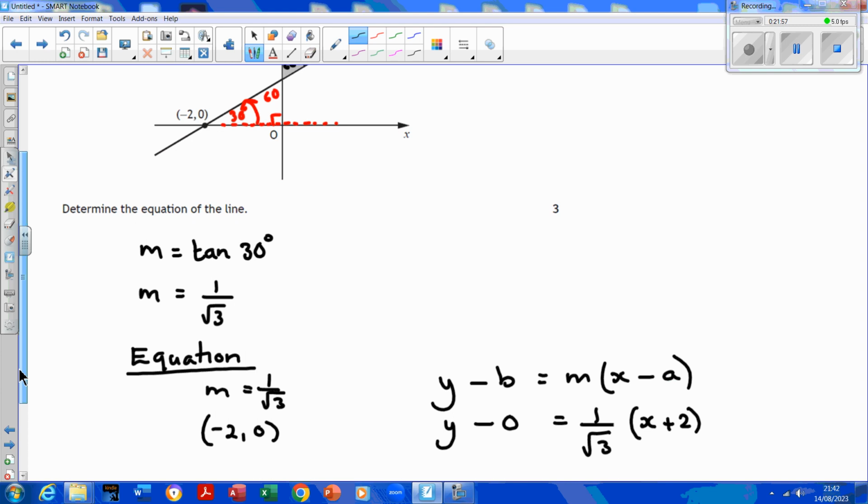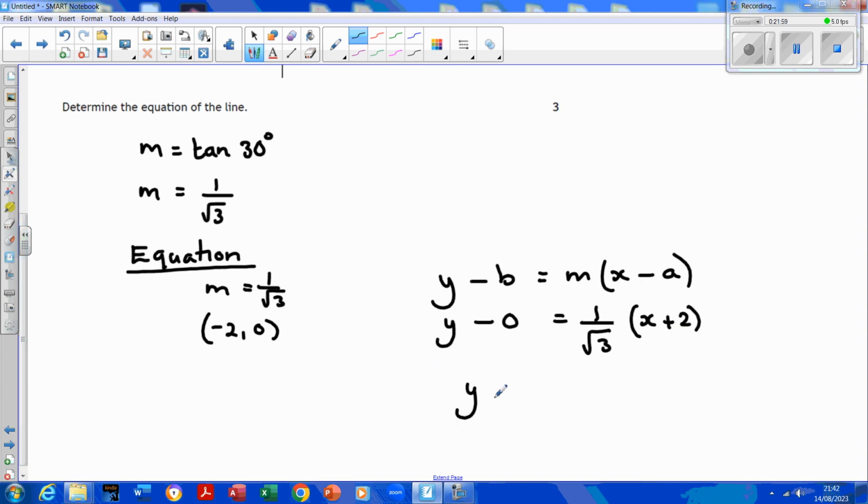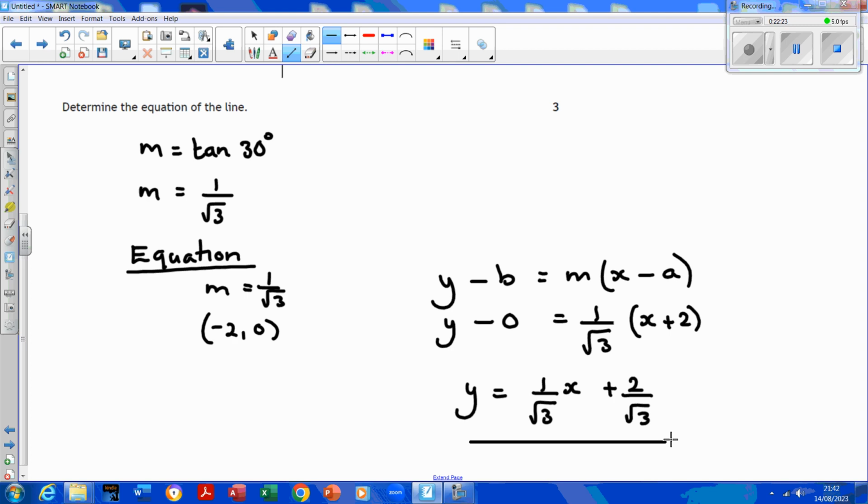So if we tidy that up, y minus 0 just stays as y, and that's equal to, multiply this bracket out, 1 over root 3 times x is 1 over root 3x, and 1 over root 3 times 2, multiply straight across the top, straight across the bottom. Remember, that's equivalent to a 1 at the bottom. So 1 times 2 is 2, and it's only a root 3 at the bottom, and that's the equation of that straight line. That's you all done. Double underline your final answer. So that's worth 3 marks, and that was it.